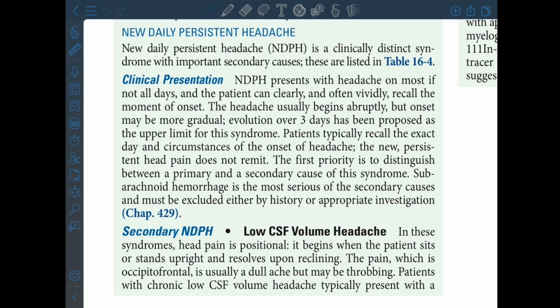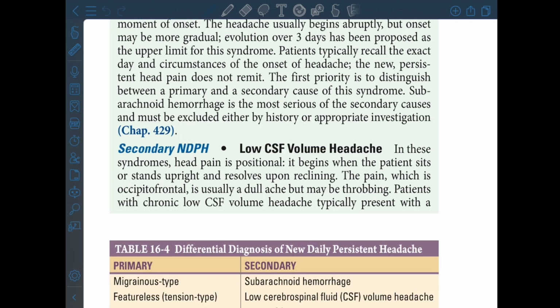The first priority is to distinguish between a primary and a secondary cause of this syndrome. Subarachnoid hemorrhage is the most serious of the secondary causes and must be excluded either by history or by appropriate investigation. Secondary new daily persistent headache. Low CSF volume headache. In these syndromes, head pain is positional. It begins when the patient sits or stands upright and resolves upon reclining.